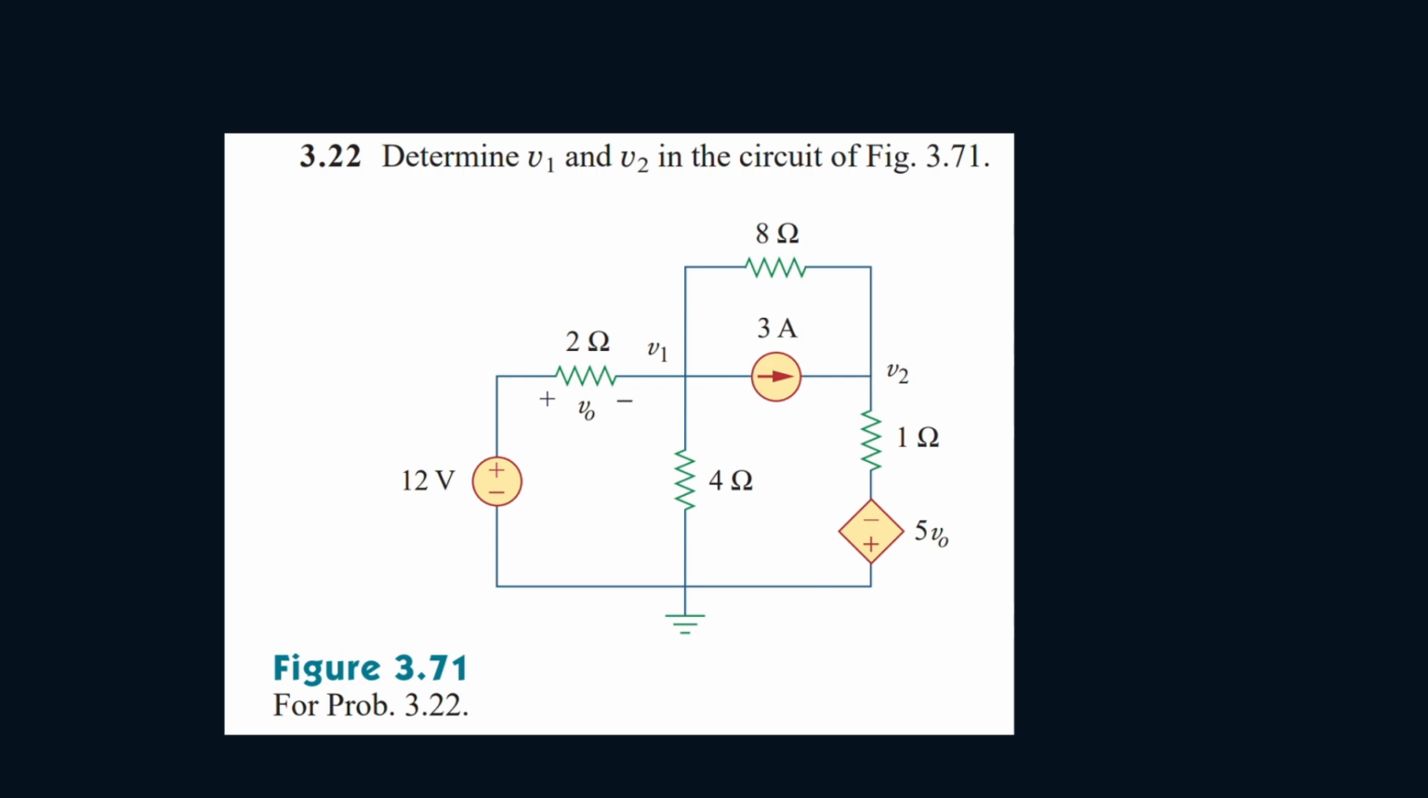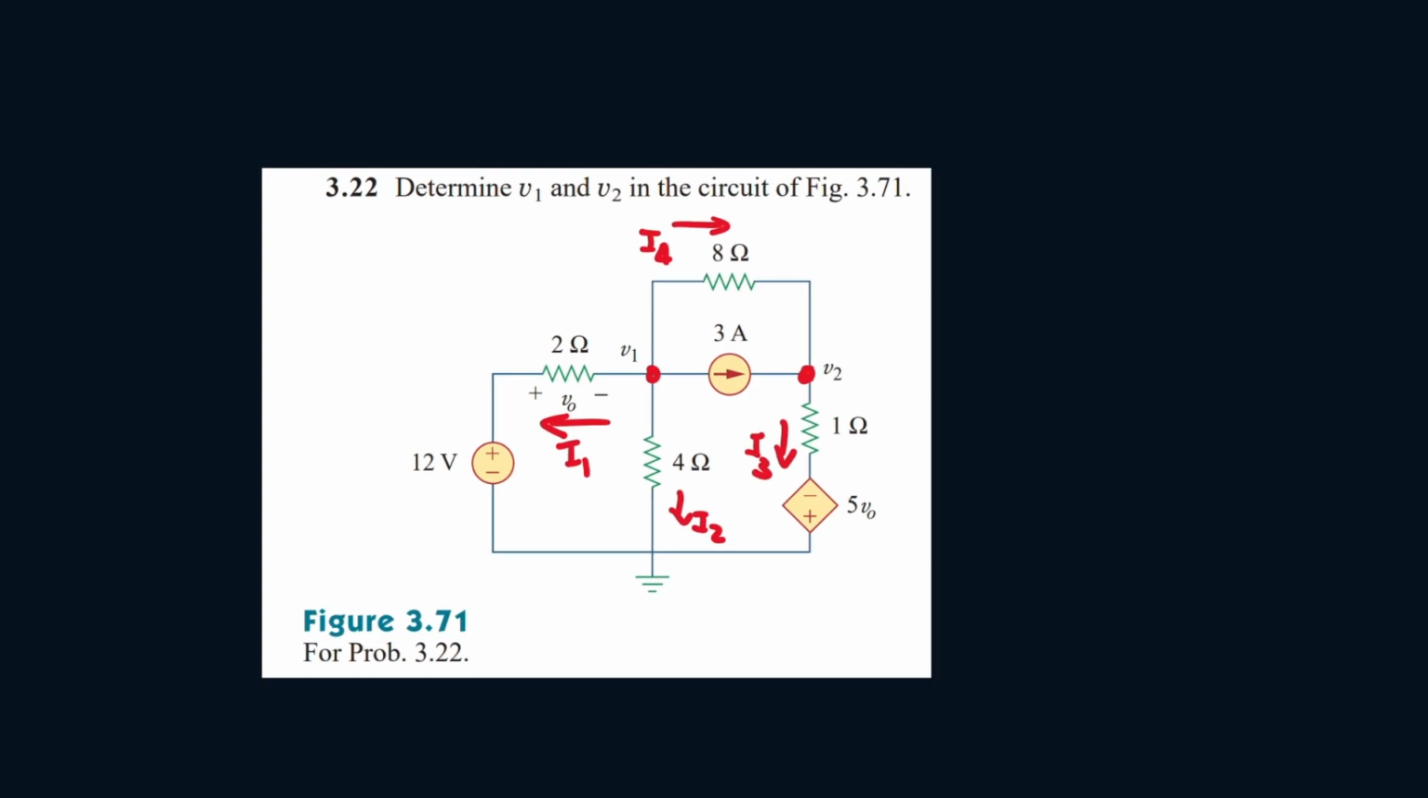Alright, so this one, we have to find V1 and V2. So let's start by writing directions of current. So let's call this I1, I2, I3, and I4. Alright, so let's see how we can start this.